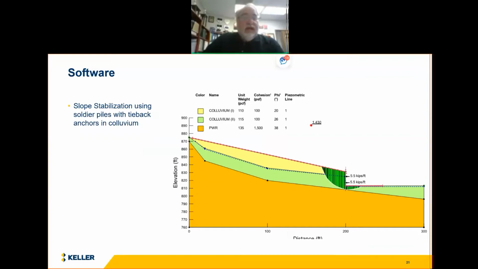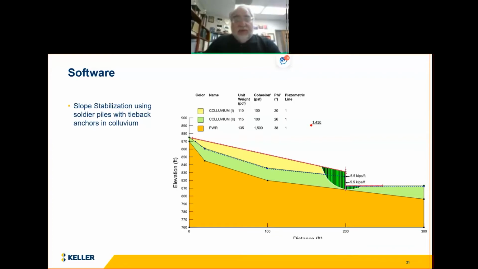Here's one using soldier piles and tieback anchors in a thick colluvial deposit. Colluvium is a detritus material that has fallen downhill along the side of a hill or a mountain for millions of years or thousands of years. And you can see here a little dot, which is the center of the circle, the red dot that shows the global factor of safety of 1.43. But here we're applying these horizontal forces via tieback anchors to a soldier pile, giving us 5.5 kips per foot.